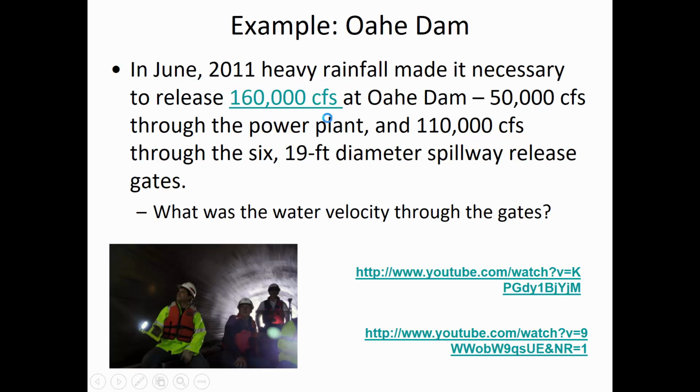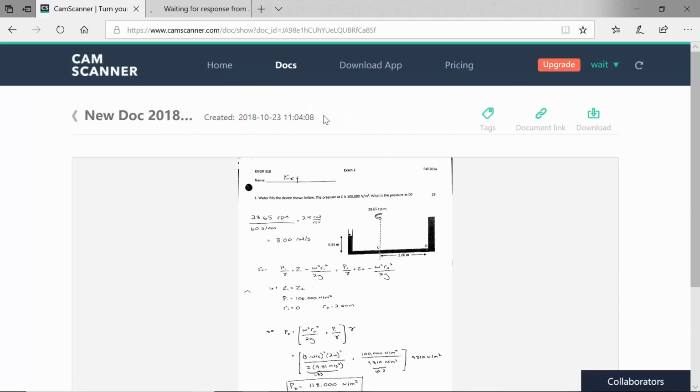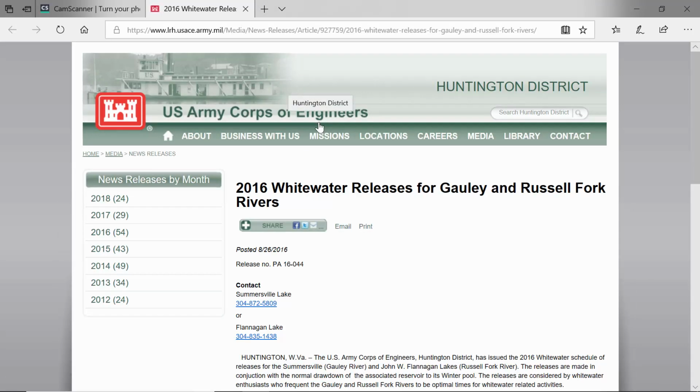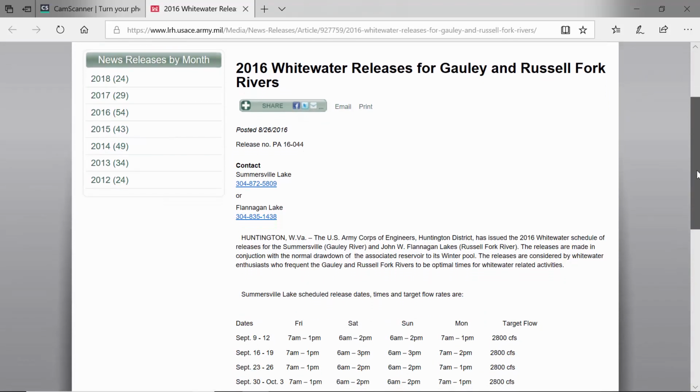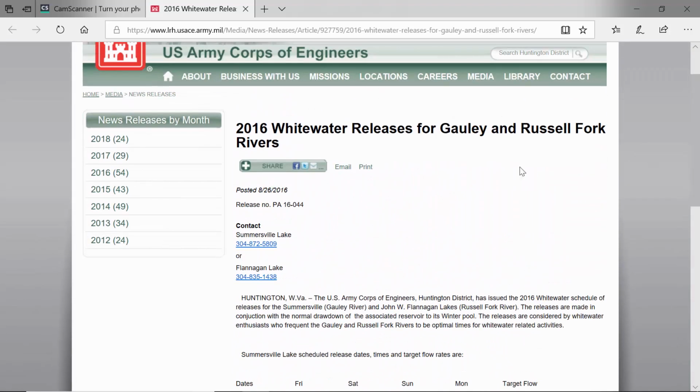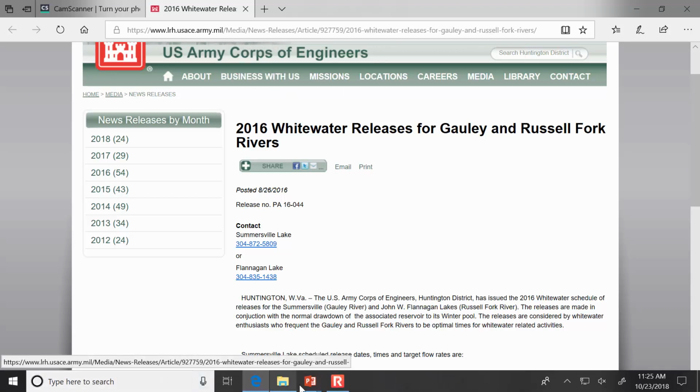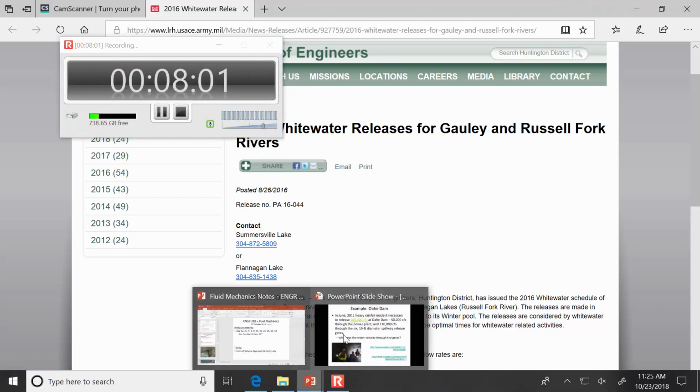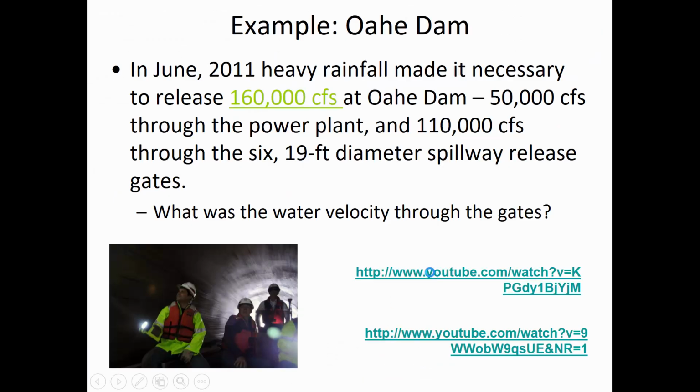First of all, the Army Corps of Engineers will tell you what their planned discharges are at various water bodies that they control. And so here's just an example: they have news releases on how much water they're going to release out of the Gauley River, Russell Fork River. And so at any time you can go to the Corps of Engineers and they make a lot of their data public on what the discharges are through their locks and dams. And so this is just an illustration of some of that data that's available. But really the exciting thing is to look at this discharge.